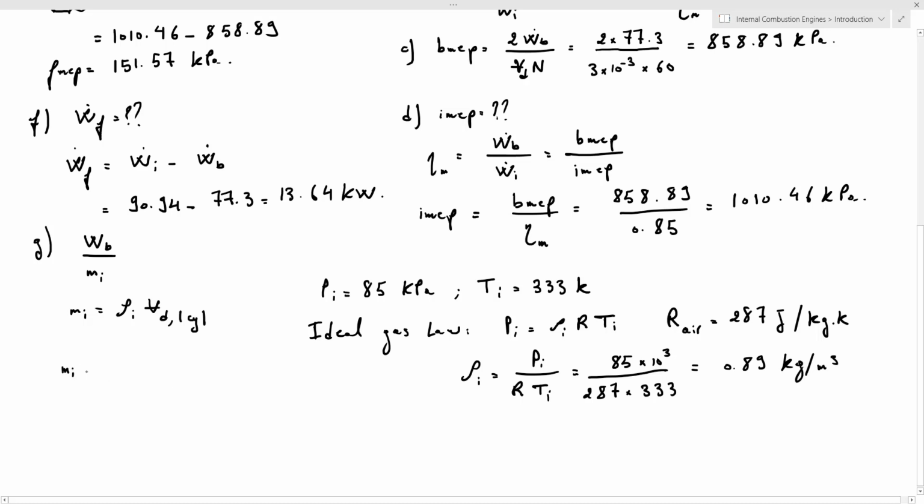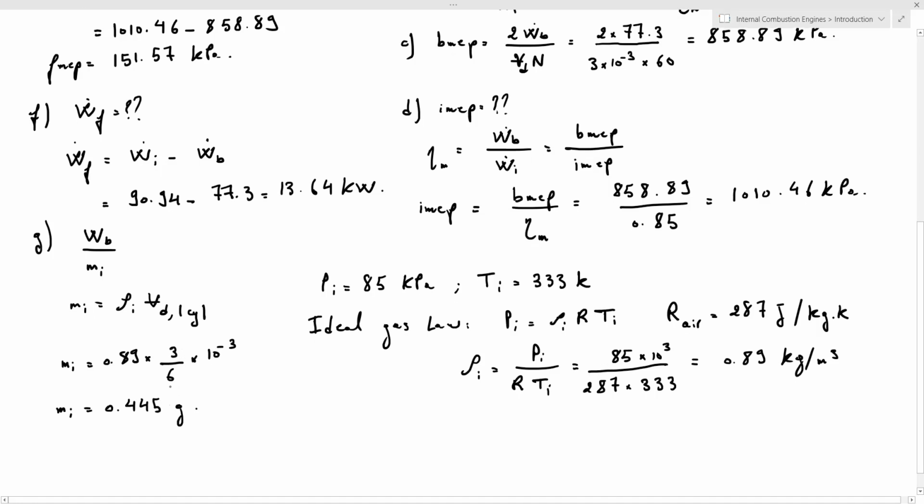So the mass of the gas entering one cylinder and covering the displacement volume will be equal to 0.89 multiplied by the displacement volume for one cylinder, which is the displacement volume for all the cylinders, 3 liters, divided by the total number of cylinders, which is 6, times 10 to power minus 3 to convert it from liters to meter cube. So the mass in this case would be equal to 0.445 grams. So this is the mass of the inducted gas into one cylinder, and that will cover, of course, a displacement volume of half liters.